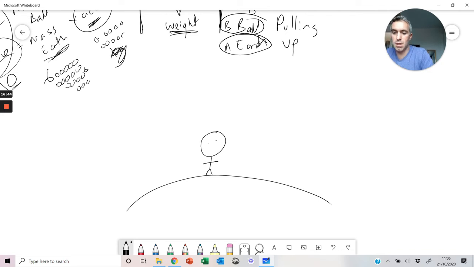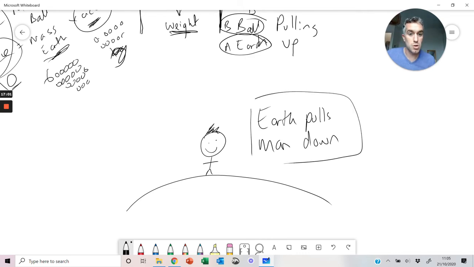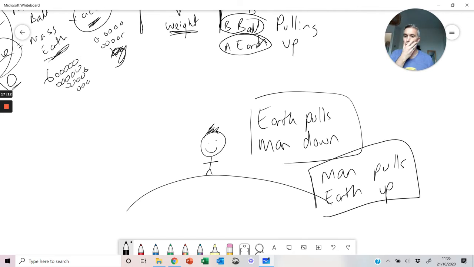Big-headed man stands on Earth, and he's very happy about it. Earth pulls man down. There we go. So to do Newton's third law, we just switch these two. Man pulls Earth up. Newton's third law. All we did was: object A exerts a force on object B, and object B exerts an equal but opposite force on object A.